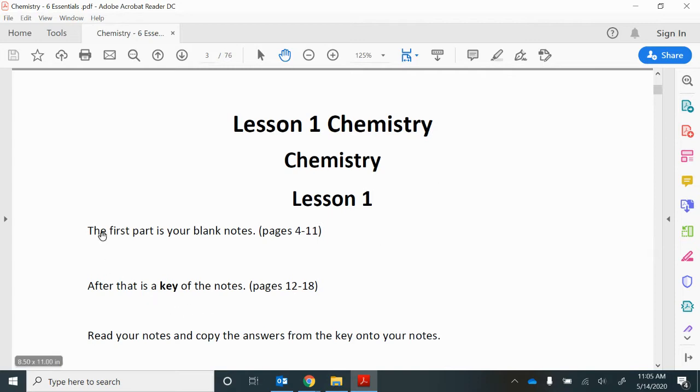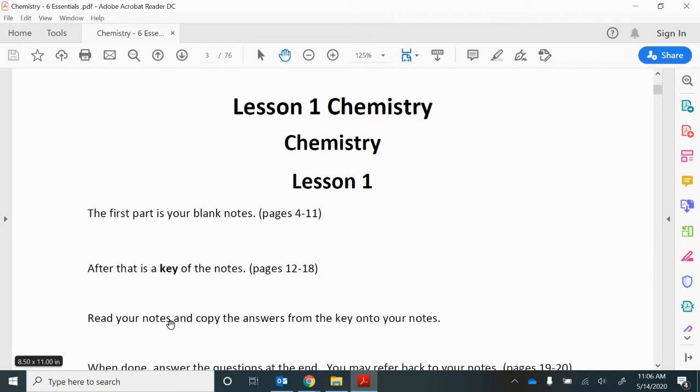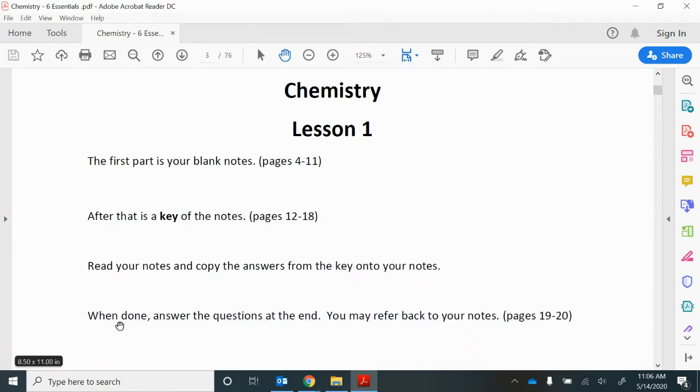Lesson one, the first part is your blank notes, then I give you the page numbers, 4 through 11. After that is the key of the notes, and that's 12 through 18. Read your notes, copy the answers from the key onto your notes. When you are done, answer the questions at the end. You may refer back to your notes pages, and then the question pages are 19 and 20.